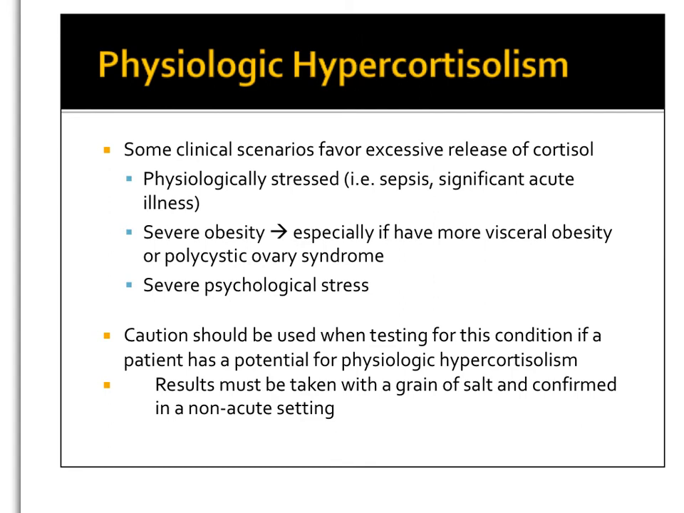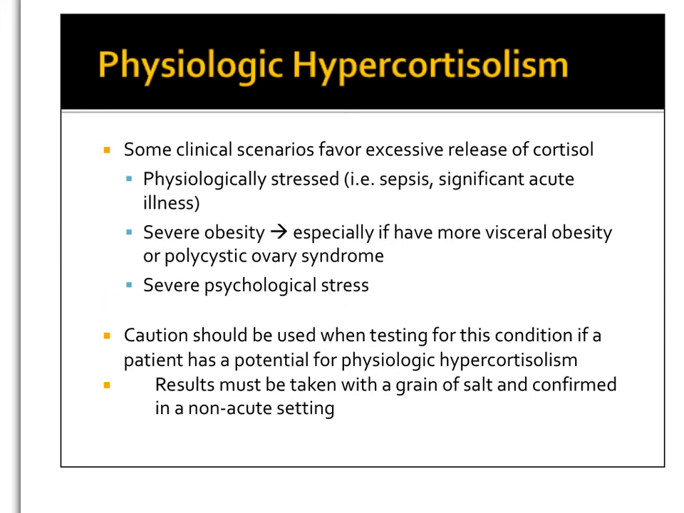Our bodies need cortisol to help deal with stress. So there can be times where you're going to have elevated cortisol levels which are simply physiologic, not necessarily pathologic. In cases of physiologic stress, such as sepsis or an acute illness, you're going to have higher levels of cortisol flowing through your body. Other conditions such as severe obesity, particularly in people who have more visceral obesity, or polycystic ovarian syndrome, will also have higher levels of cortisol. And then just severe physiologic stress. So let's be realistic. Most PA students probably always have high levels of cortisol going through their body.